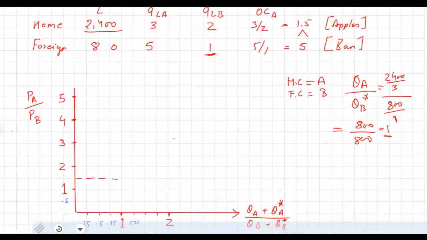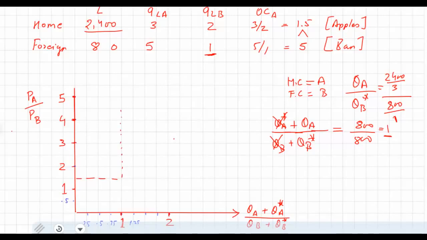So when the quantity QA over QB star is equal to 1. Basically what we are saying in this case is that it should be QA plus QA star, but at this point QA star is going to be 0 and QB is going to be 0, right? Because at the vertical line, the two countries will specialize in the production of the two goods. So at 1, we have a vertical line for the supply function.